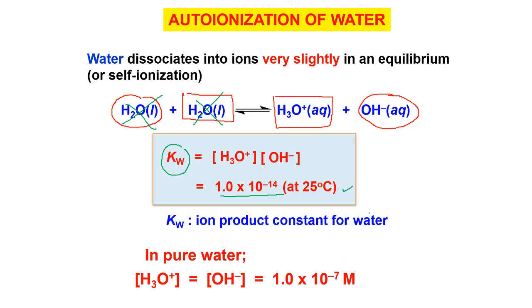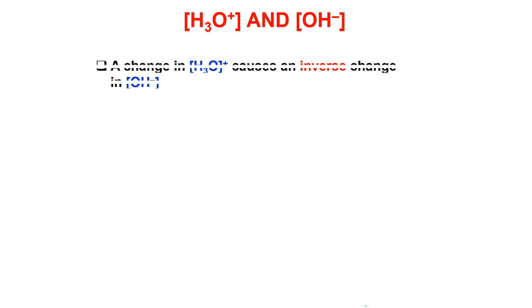And in pure water, the concentration of hydronium ion is equal to the concentration of hydroxide ion. And the concentration is 1.0 times 10 to the power of negative 7 molar. Okay. Alright, concentration of hydronium ion and hydroxide ion. A change in concentration of hydronium ion causes an inverse change in concentration of hydroxide ion. Jadi, maksudnya sekarang kita boleh katakan as the concentration of one of these ions increases, the concentration of the other must decrease.